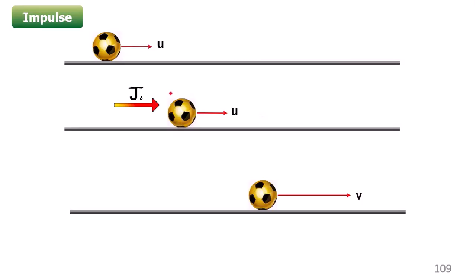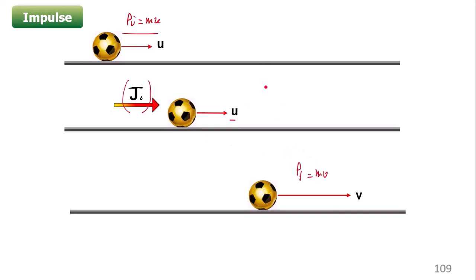So, let us say that initially the ball is moving in the positive x direction. So, initial momentum is what? Initial momentum is equal to m into u. Now, we apply an impulse in the same direction. Once I apply the impulse in the same direction, essentially the velocity of the ball is going to increase. Why? The final momentum P final is equal to m into v.